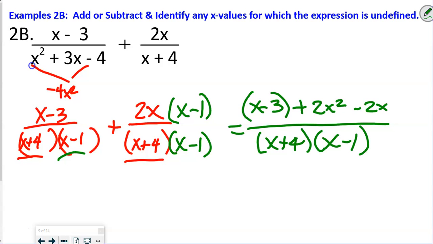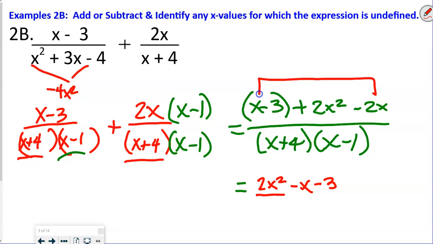Okay? So now we're just going to combine like terms on the top. So that's going to give us, so we've got an x and an x and x there. So we can combine those. We've got our 2x squared, which there is not another x squared. So then if we do x minus 2x, it's going to be minus x. And then we've got a minus 3. That's over x plus 4, x minus 1.